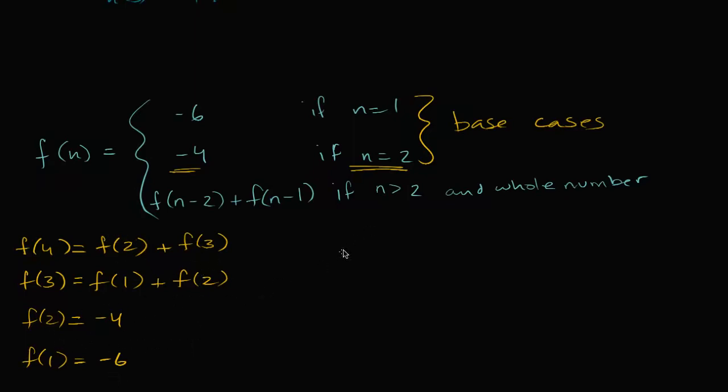So the sequence is negative 6. And then we go to negative 4 as the second term. And then the third term is the sum of the previous two. Negative 6 plus negative 4 is negative 10. And then the fourth term is the sum of the previous two. We see it right over here, the second term, f of 2, plus f of 3. Negative 4 plus negative 10 is negative 14. And we could keep going on and on and on like that. So this right over here is negative 14.